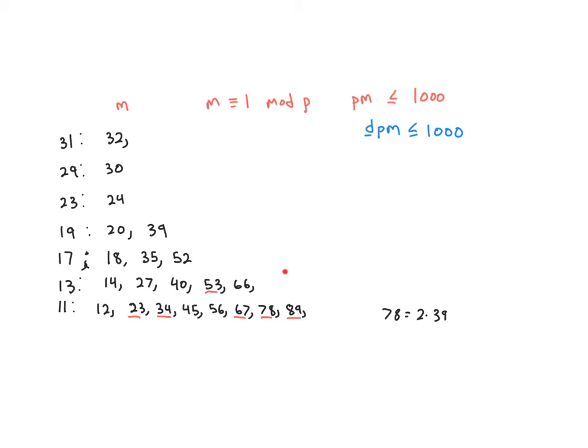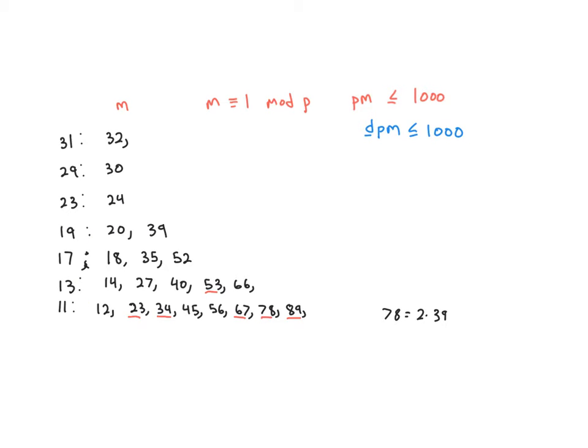And so here is the list of possible m values. Right now I'm not paying attention to the fact that m has to be odd yet. We'll rule that out in a moment. I just need things that are congruent to 1 mod p and satisfy this condition. And so we see we've gone from a list of 1,000 numbers to a much smaller list right off the bat.